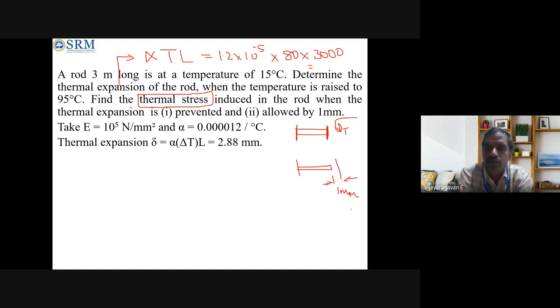Can you follow the question? In the first part, the expansion is prevented, so both the ends of the rod are supported and it cannot expand. But in the second case, we give a small tolerance of 1 mm so that the rod can extend. So under both the conditions, identify what will be the thermal stress.